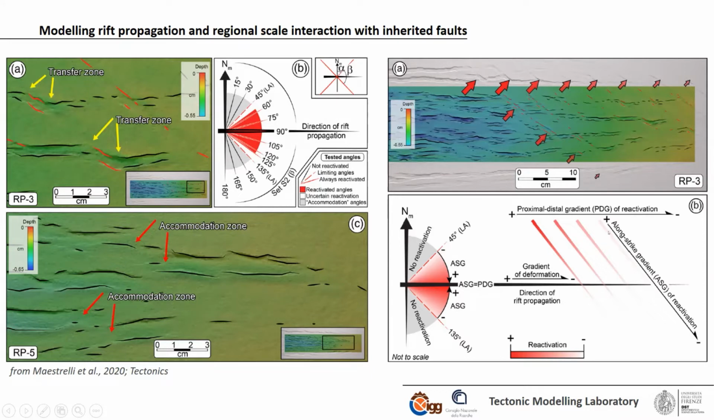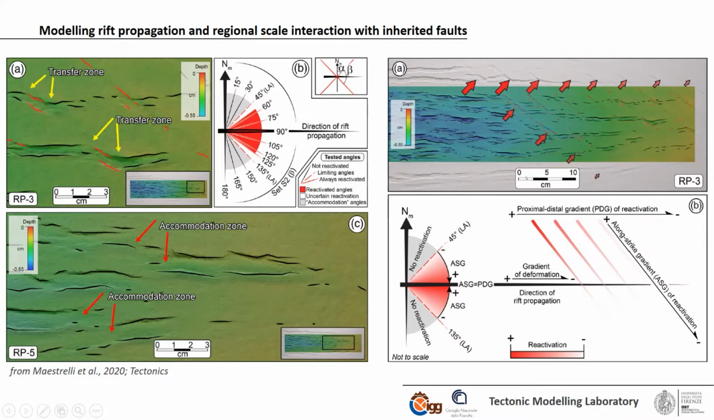On the other side, we can also observe an along-strike gradient of deformation because, depending on the trend of the faults, it happens that portions of the faults are closer to the poles of rotation. For example, the southern portion of these structures in this sketch here, and therefore they are less reactivated than the portion of the faults that are in a more distal position.